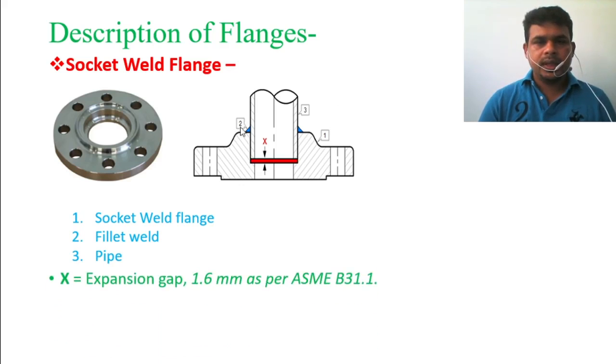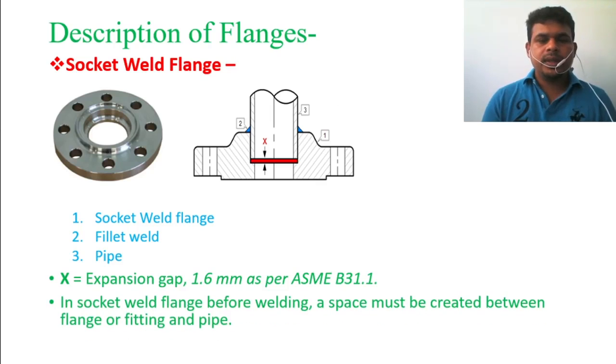So here you can see the X. What will be the X? Between the socket weld flange inside and the pipe, we need to keep a gap. This is the standard as per ASME B31.1, the standard for power plant piping: 1.6 mm. So in a socket weld flange, before welding, a space must be created between the flange or fitting and the pipe.